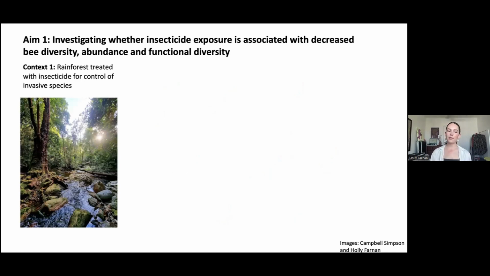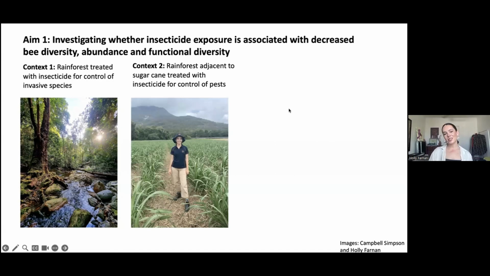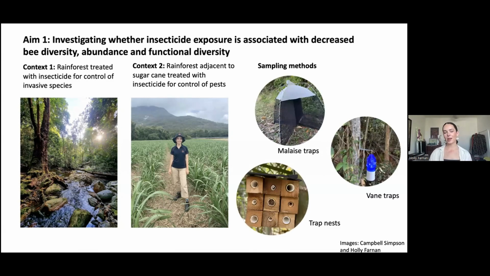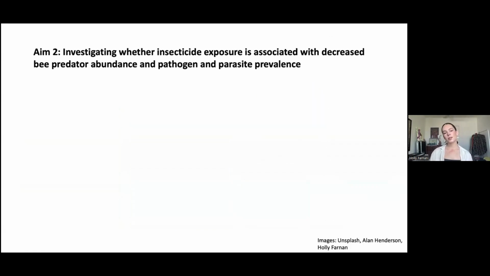The first will be rainforest treated with insecticide for control of invasive species. And the second will be rainforest adjacent to sugarcane treated with insecticide for control of pests. So I'll use complementary sampling methods, including malaise traps, vane traps, and trap nests, and my field study will run for a year.